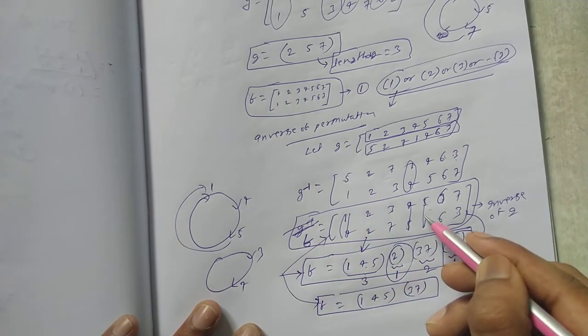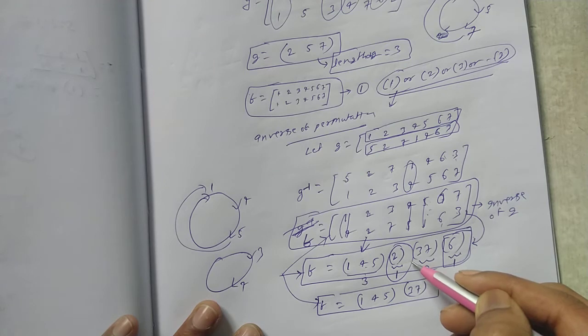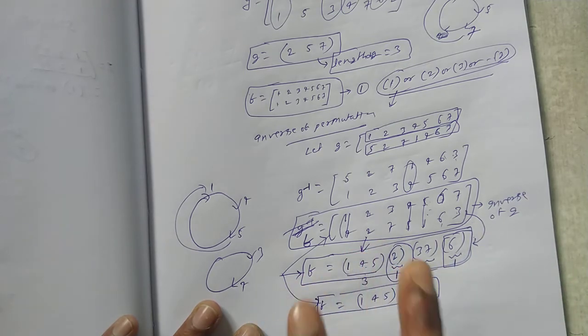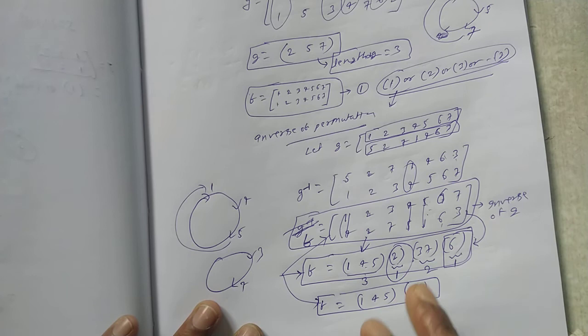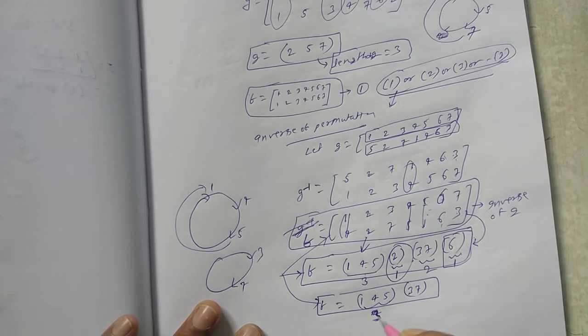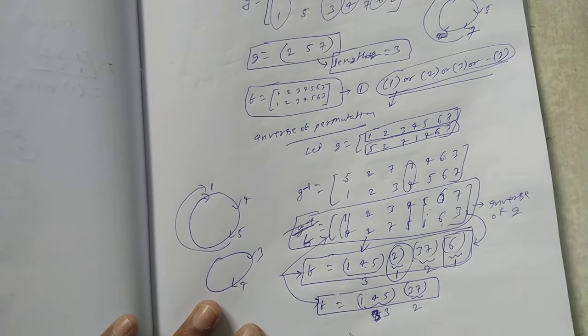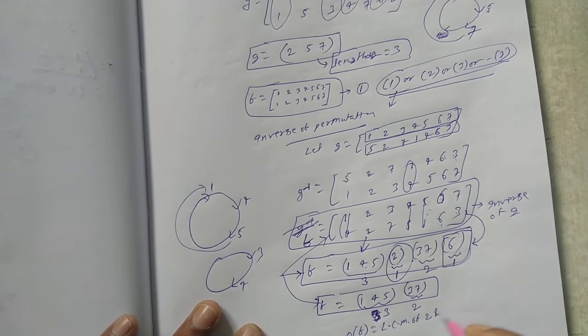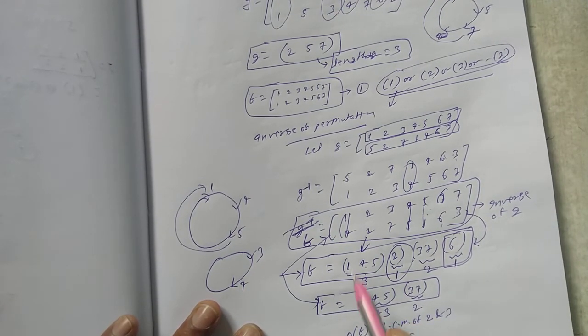This is the permutation, and it can be expressed as a product of disjoint cycles. Disjoint cycles means a combination of cycles in which no element is common. And if we know the lengths of the disjoint cycles, this length 3 and the length of this cycle 2, now the order of F will be the LCM of 2 and 3, equal to 6. So the order of this permutation is 6.